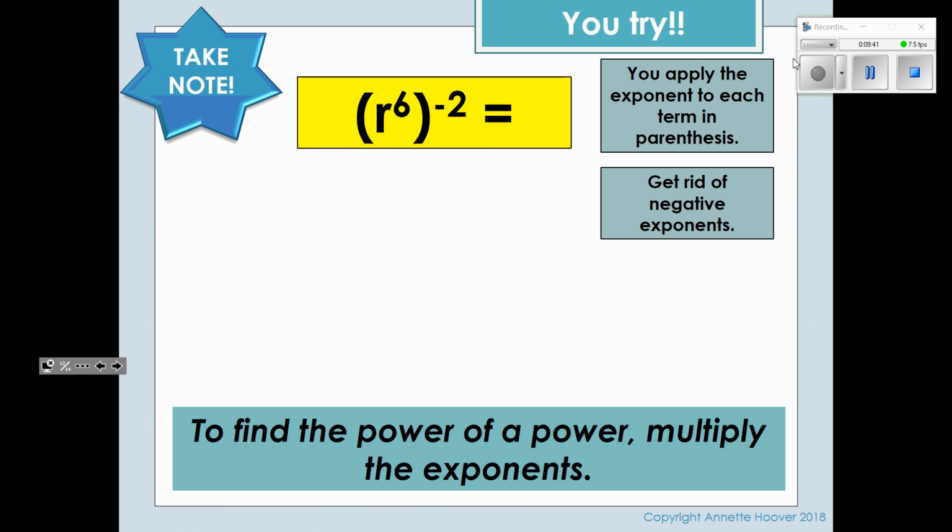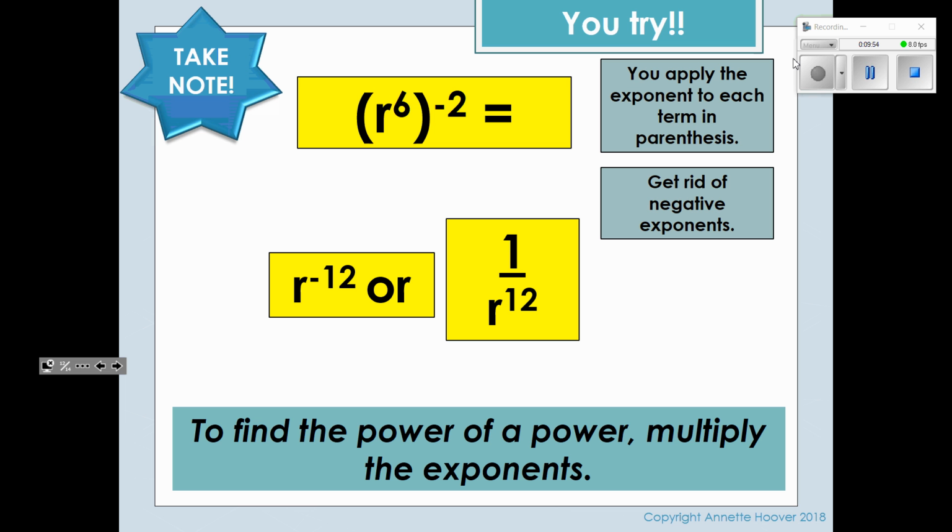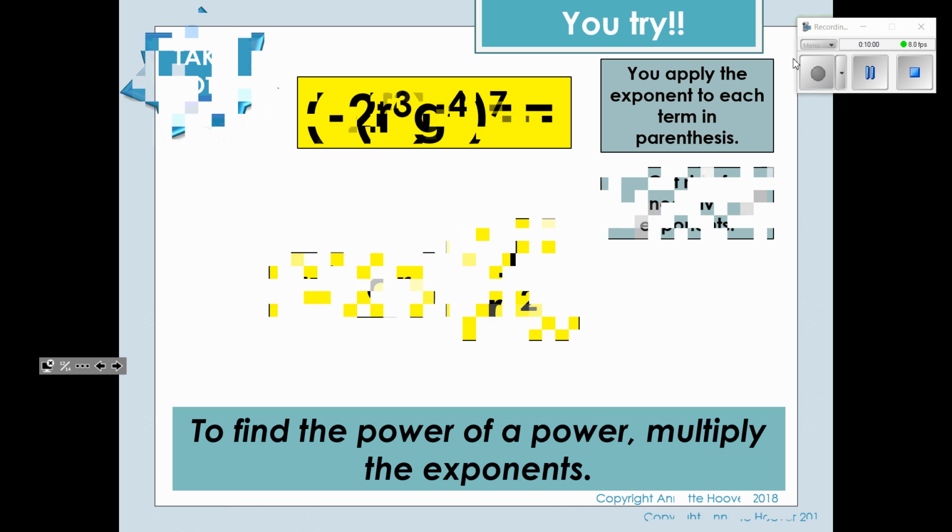r to the 6th raised to the negative 2nd power. First we're going to multiply 6 times negative 2, which is a negative 12. We're not finished until we get rid of negative exponents, so we have to move it downstairs, and it would become a positive exponent. 1 divided by r to the 12th power.